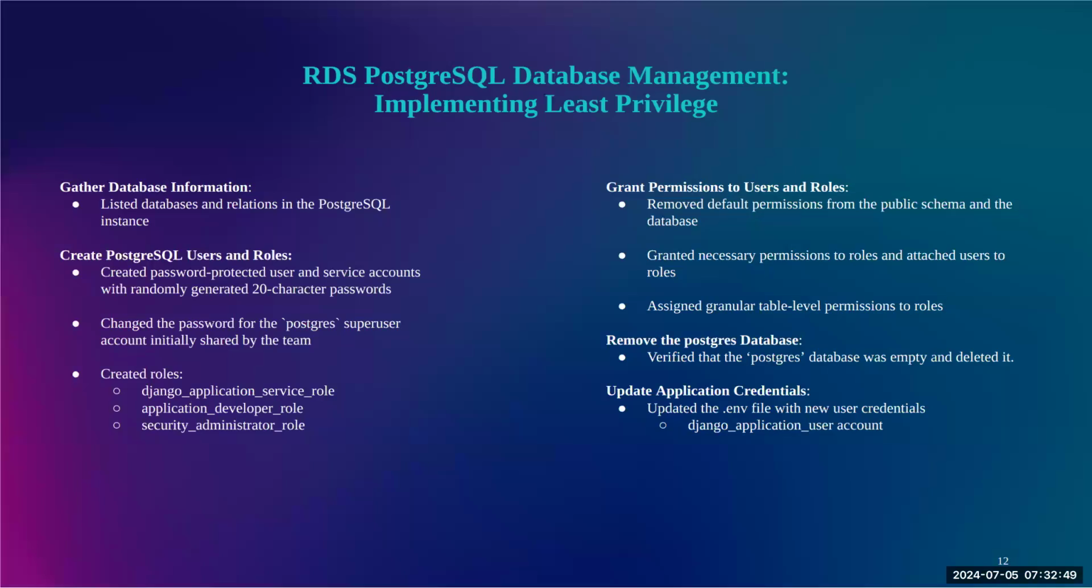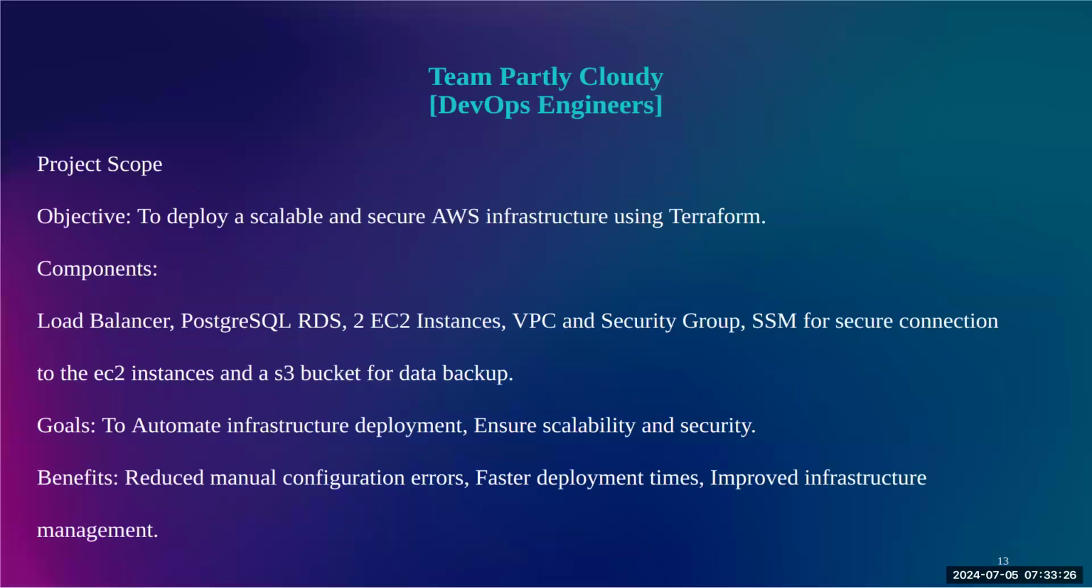Then we updated the Django application user account's credentials within the env file to communicate with the Postgres instance. I know that it's not safe practice to hard code a password within an environment file, but at this time, this was the simplest way for us to have a working application. As we move forward and continue to develop the project, we intend to mitigate this vulnerability. And now I'll hand it over to our DevOps team.